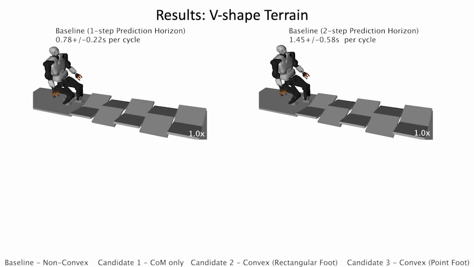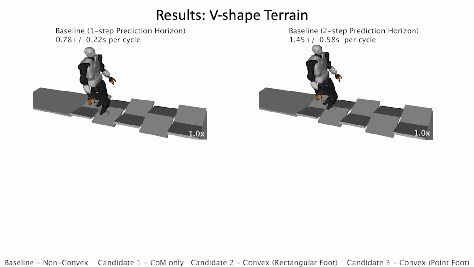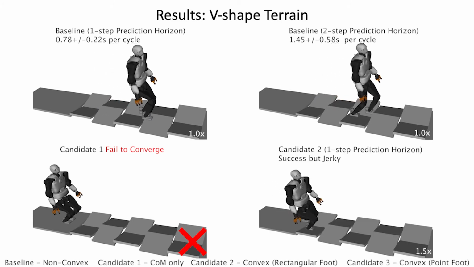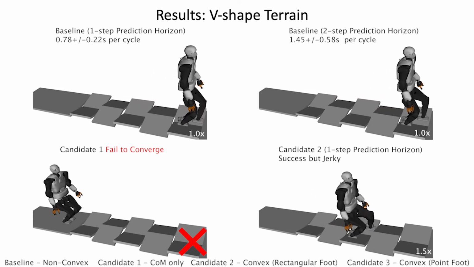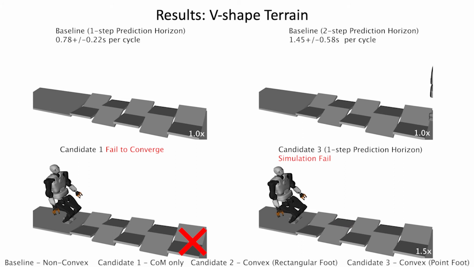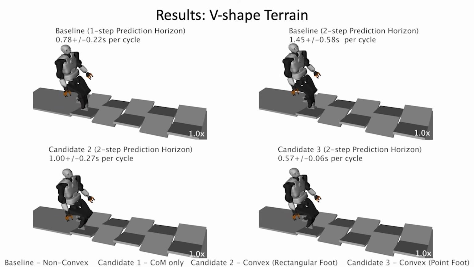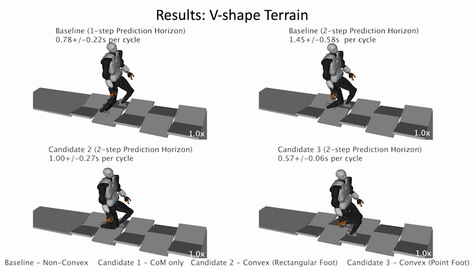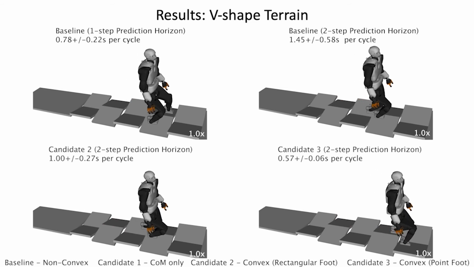Similar results are obtained in V-shaped terrain as well, where the baseline always succeeds. The candidate 1 fails to converge. And candidate 2 and 3 with one step look ahead in the prediction horizon generate jerky motion or fail in our simulation. However, with 2 steps look ahead or more in the prediction horizon, the trajectories planned by candidate 2 and 3 can be successfully tracked in our simulation. In addition, the computation time of candidate 3 is smaller than the fastest of baseline.